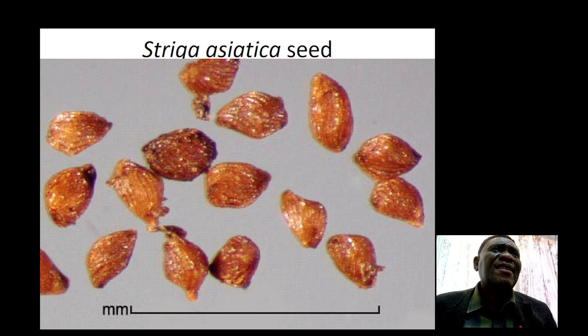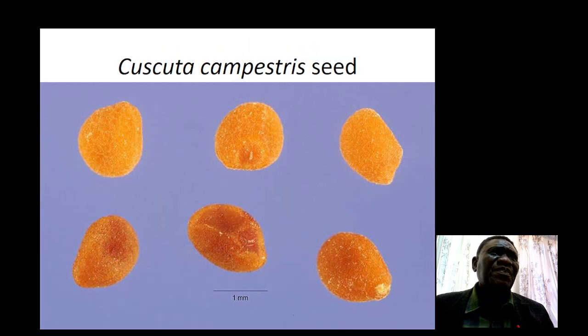So this is the Striga asiatica seed when looked under the microscope. Again, Cuscuta campestris seed when looked under the microscope.